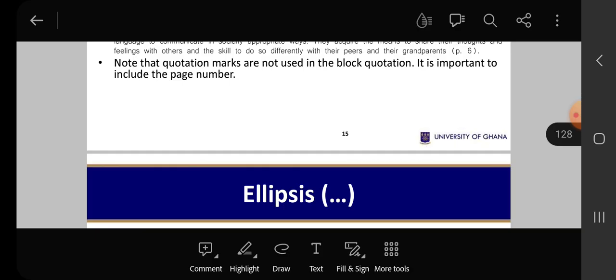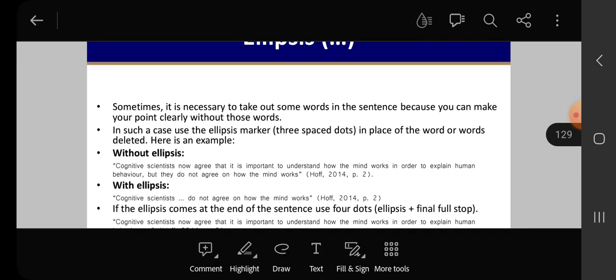And we have ellipsis. Sometimes it is necessary to take out words in the sentence, because you can make your point clearly without these words. So as I said, it is necessary to take out some words in your sentence, because you can make your point clearly without these words. So mostly we normally bring the ellipses.